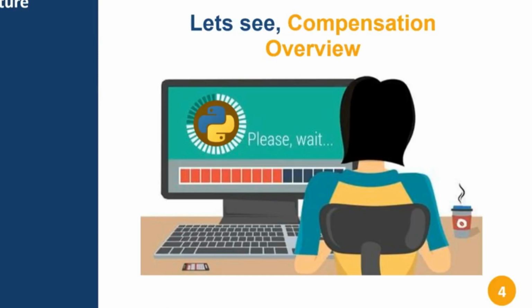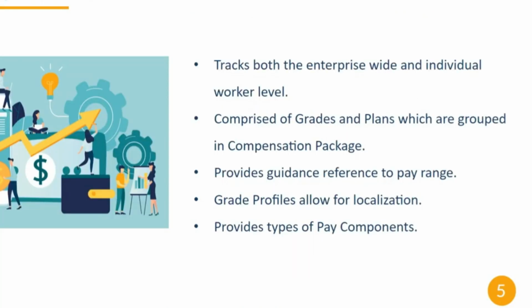Let's start with an overview of compensation structures in Workday. Compensation structures in Workday operate at both the enterprise and individual worker level. They are comprised of grades and plans which are grouped into compensation packages. The structures provide guidance and reference for pay ranges. Grade profiles allow for localization. And Workday supports various types of pay components.